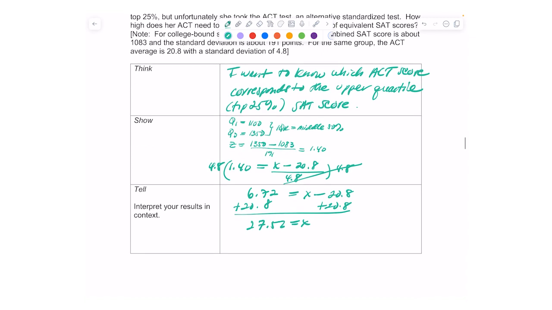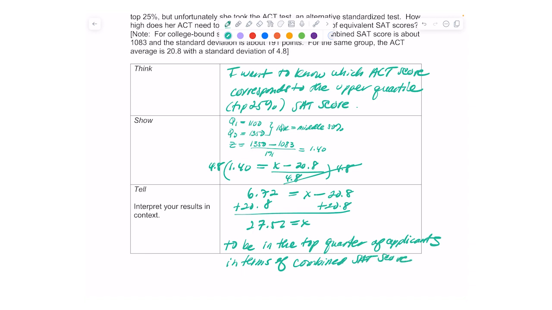So in other words, we could say something like, to be in the top quarter of applicants in terms of combined SAT score, she'd need to have an ACT score of at least 27.52.